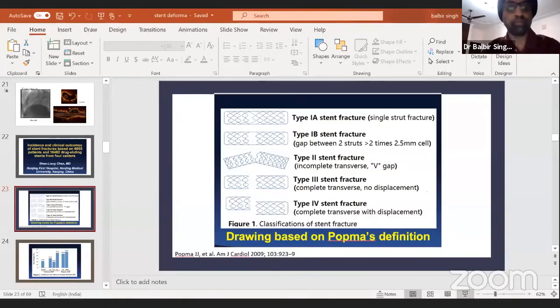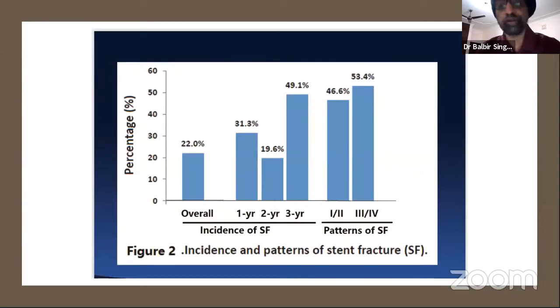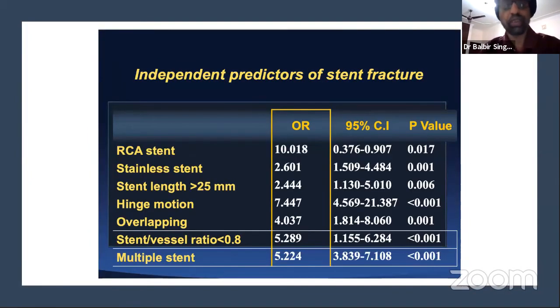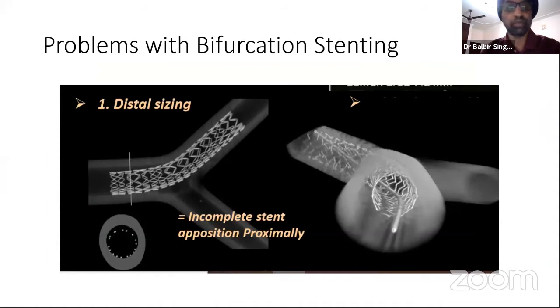Now can you see? It's coming up. Okay, so this depends on the degree of fracture. It has been divided into type 1 to type 4. As for the time course, the majority of the fractures happen within 3 years. So the incidence maximum is 3 years, as you can see. And the patterns I already saw. It's the predictors I've already discussed, but it is associated with in-stent stenosis, occlusion, aneurysm, or definite stent thrombosis.